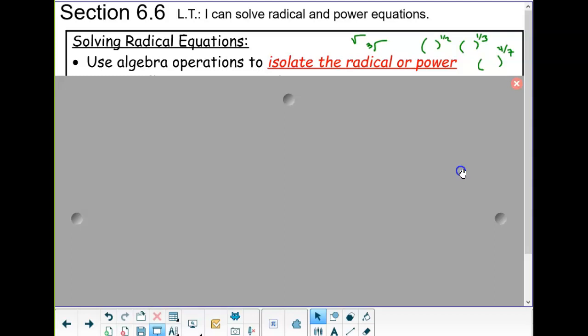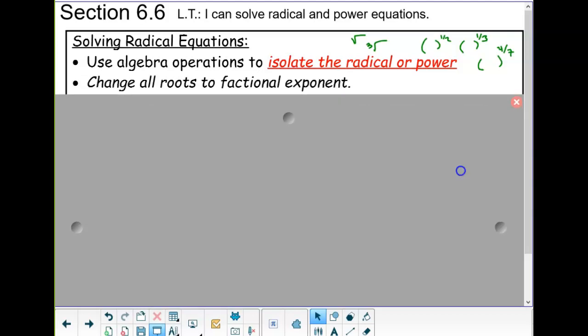So the big key is to isolate. When we say isolate, that means get that term all by itself using whatever math properties we need to. Then what we're going to do is change all of the roots, which are radicals. If it looks like a radical, we're going to change it into a fractional exponent. And that's what the warm-up did. Right? If it was a square root, we could rewrite it as the 1/2 power.